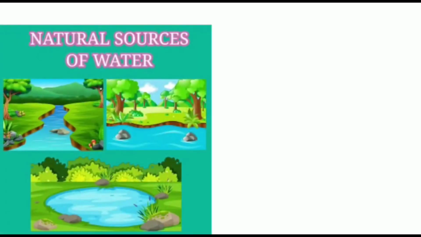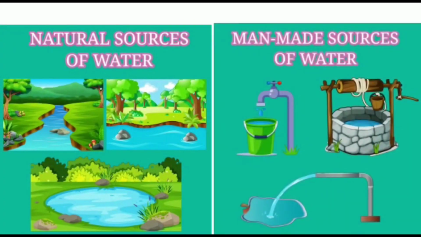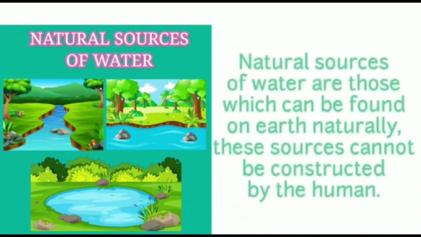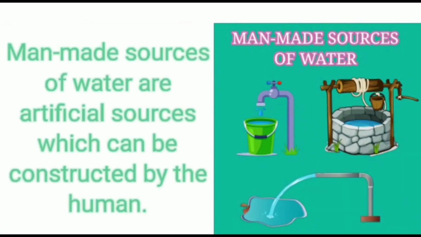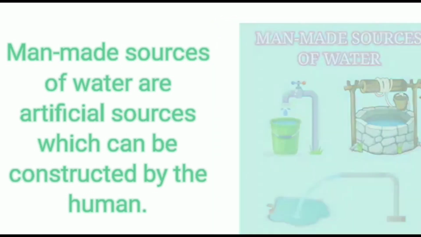We'll learn about natural sources of water and man-made sources of water. Natural sources of water are those which can be found on Earth naturally. These sources cannot be constructed by humans. Man-made sources of water are artificial sources which can be constructed by humans.